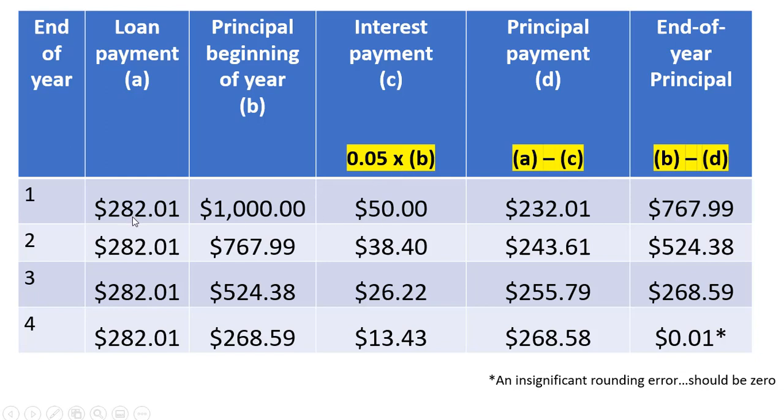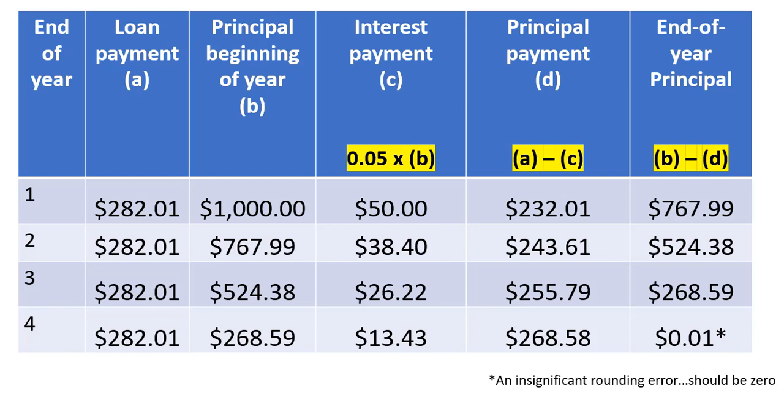So out of this $282.01 payment, $50 of that represents the interest payment. So you're really paying down only $232.01 of this $1,000. So at the end of the year principal, or outstanding loan balance, is $767.99. So at the second year, you're going to have $767.99 of this loan outstanding for the year.